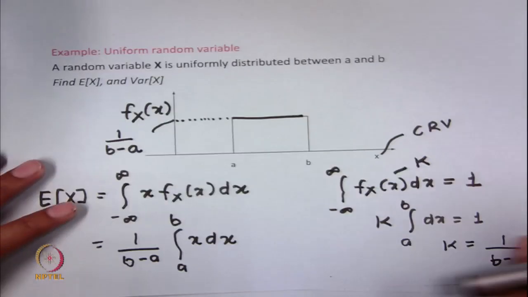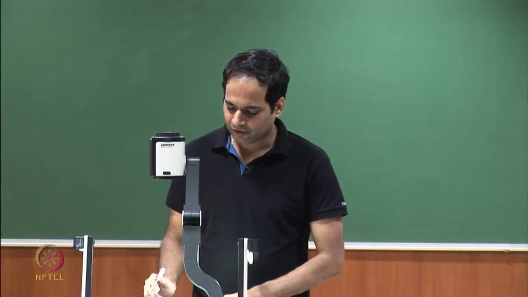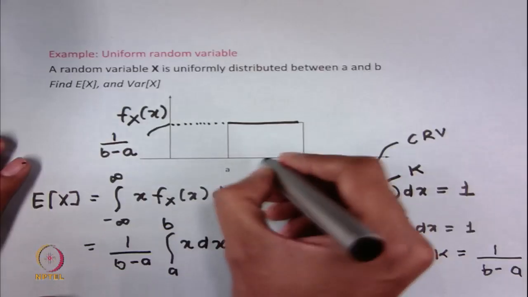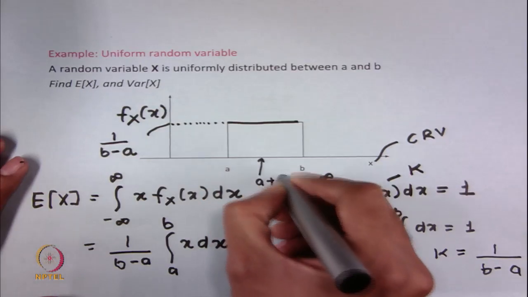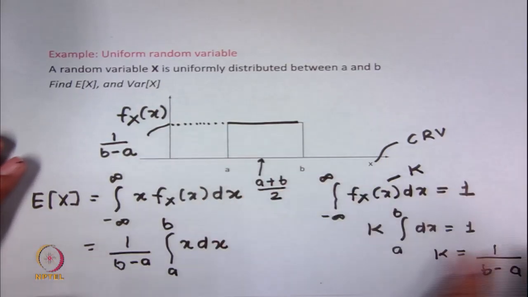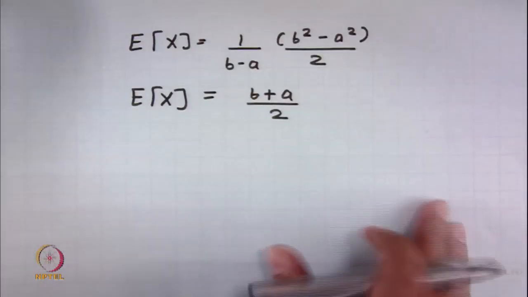And it is of no surprise, because we have said that expected value of a random variable can also be thought as its center of gravity, and if you look at this structure, the center of gravity of this structure will fall at this point, a plus b by 2. Think more about this. Let us now calculate the variance of this random variable.